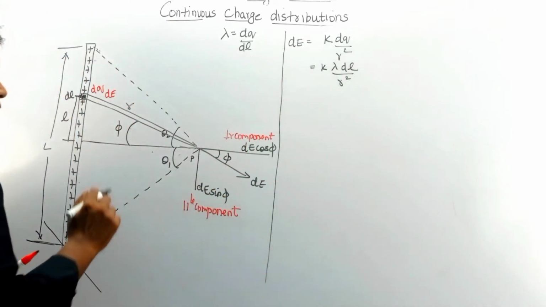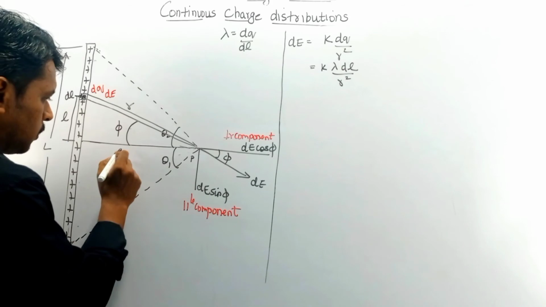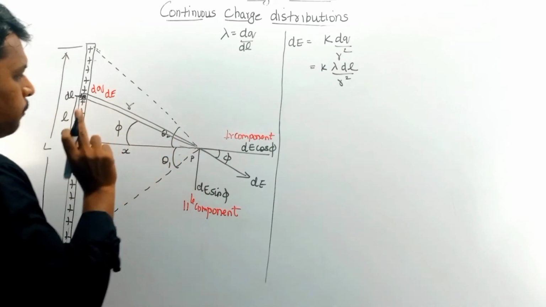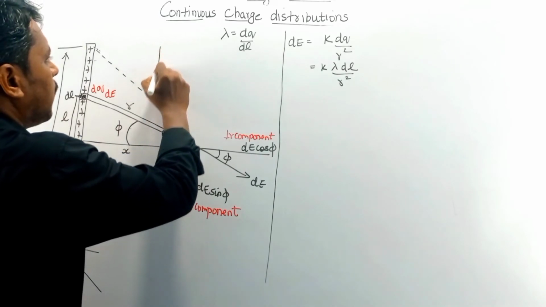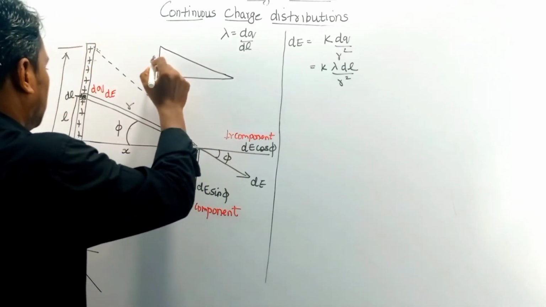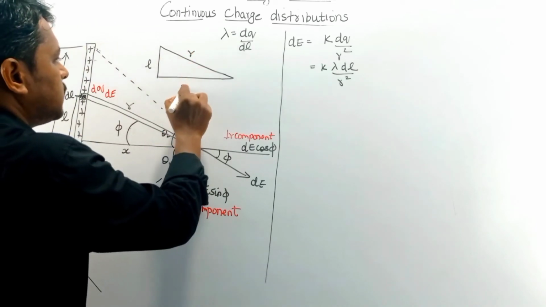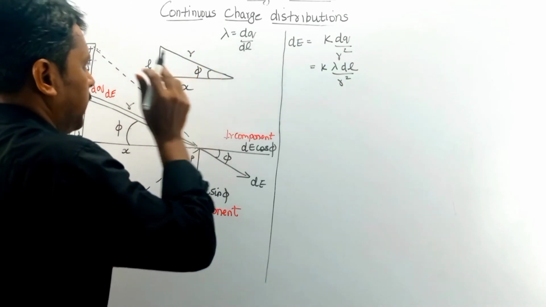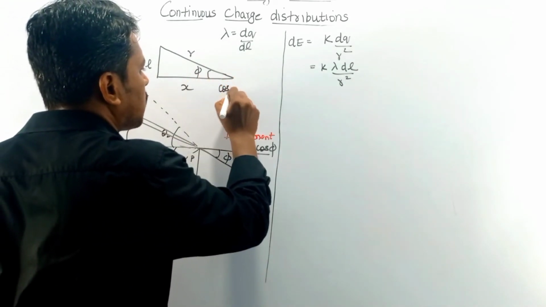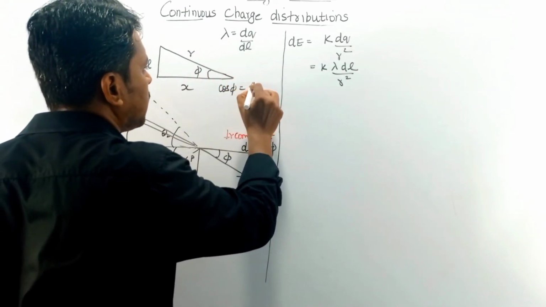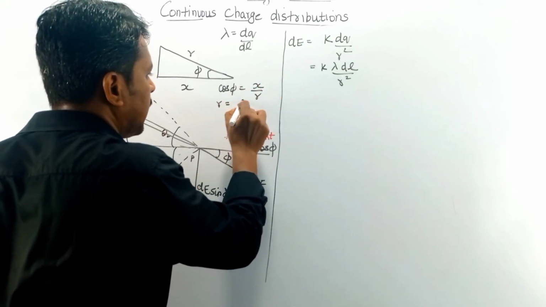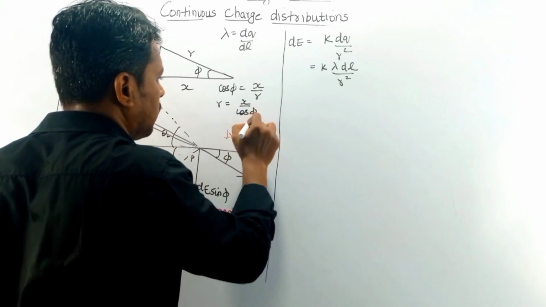I forgot to mention the distance, let us take this as x, from this to the point P. Let us take this triangle. You know that this is L, this is r, and this is x, and the angle is phi. What is cos phi? Cos phi is nothing but x by r. So from this you can write r as x by cos phi.